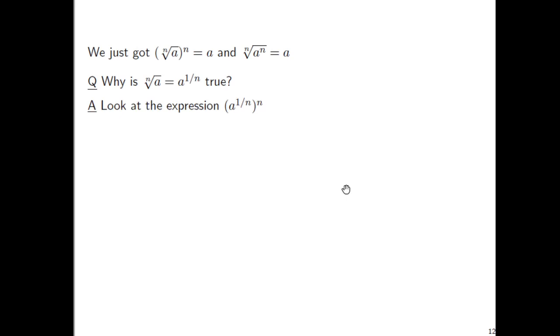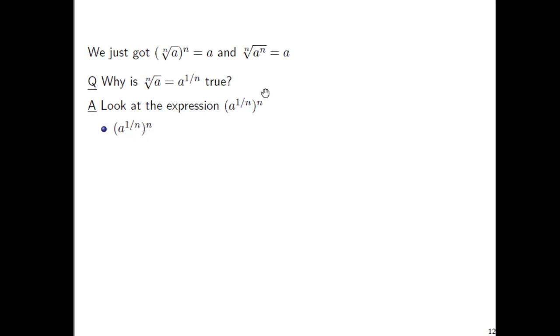I'd like us to, just for a moment, it seems bizarre, but look at the expression a to the 1 over nth power in parentheses raised to the nth power. Where did I get this? I just happened to look at the right side and put it in parentheses raised to the nth. I just want to look at this on its own off to the side for a second.